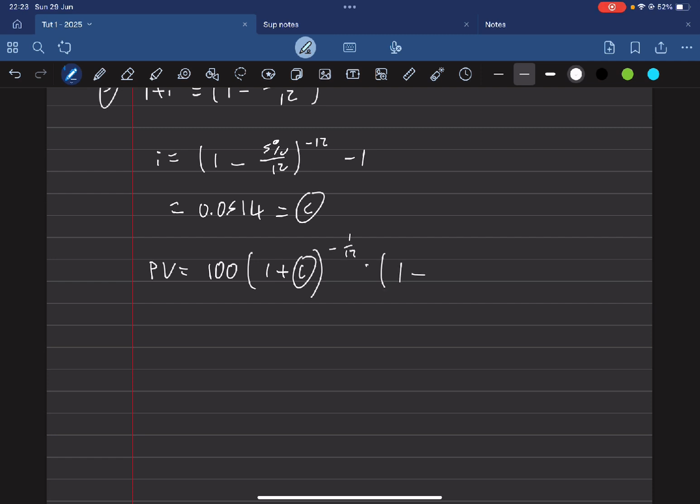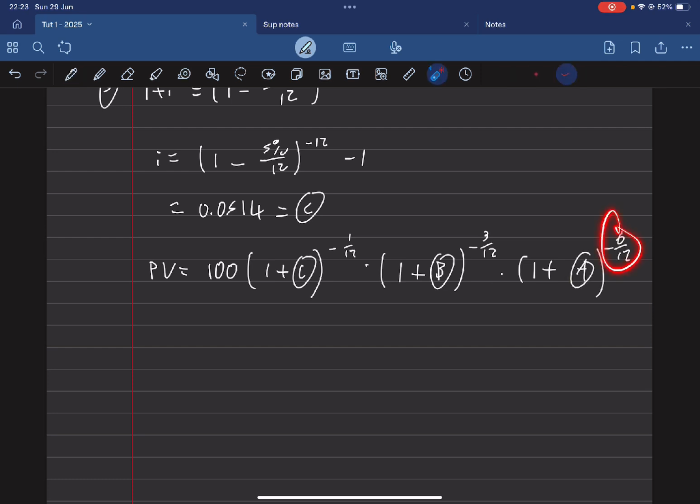Okay, so that's the 1 month for C. And I'm going to do 1 plus B to the power of negative 3 over 12, and multiply that by 1 plus A to the power of negative 6 over 12. So, as I said, 6 months of A, 3 months of B, 1 month of C. And this is how you find the present value.